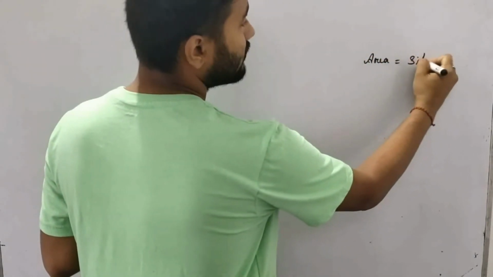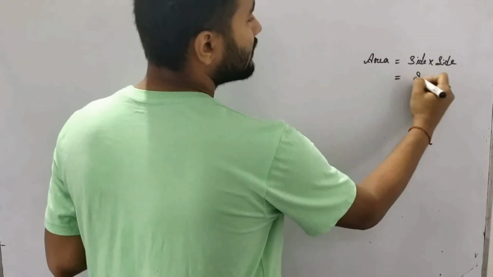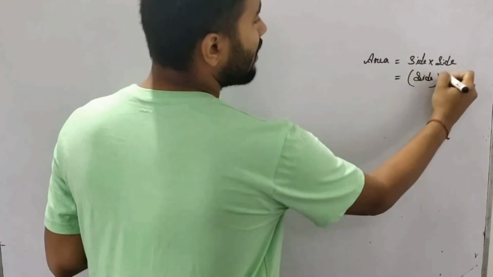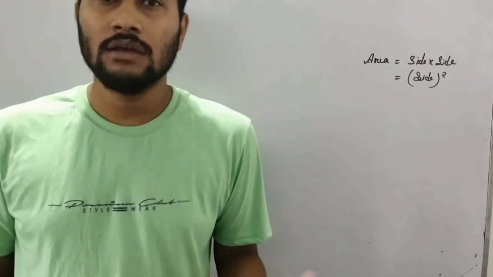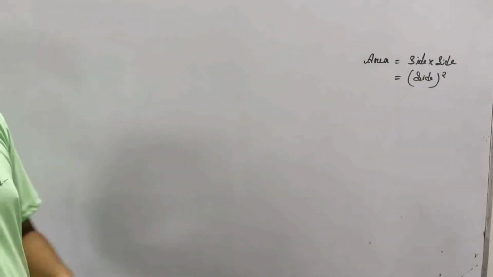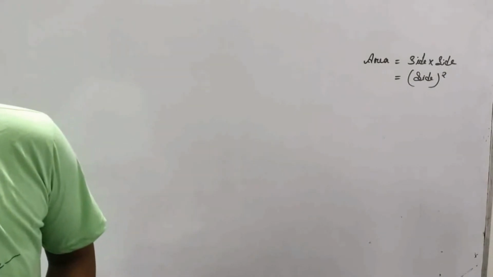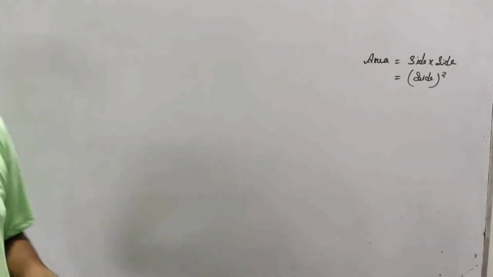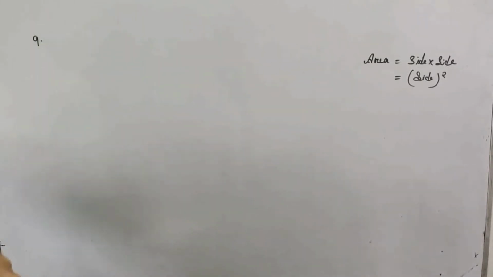Side into side will be how much? Side square. Like x into x is x square, so side into side will be side square. So this is the formula for the area of a square. We need to find the length of its sides. So okay, question number 9.